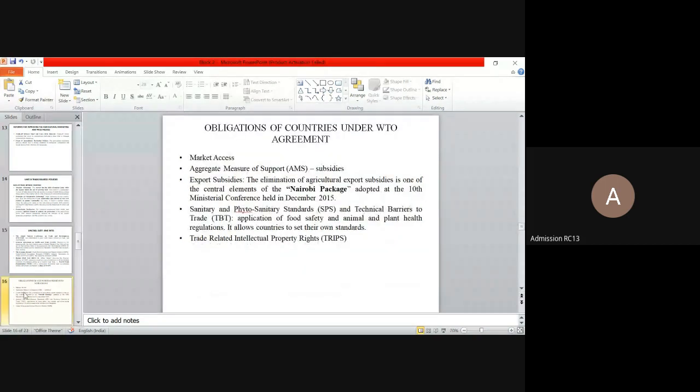Next is the obligation of countries under WTO. Once the WTO was set up, it is now clear, I hope, for everybody that GATT, the agreement, was replaced with the organization called the World Trade Organization. Each member of the WTO had obligations under this agreement. That is market access, which they can have once they become a member of the WTO. Aggregate measure of support, that is AMS, subsidies they could get. Export subsidies also they could get. And sanitary and phytosanitary standards, SPS, and technical barriers to trade, TBT, would be supported. And trade-related intellectual property rights, TRIPS, were also taken care of. Once you are a member of this WTO agreement, you can access all these things, so you benefit from all of them.